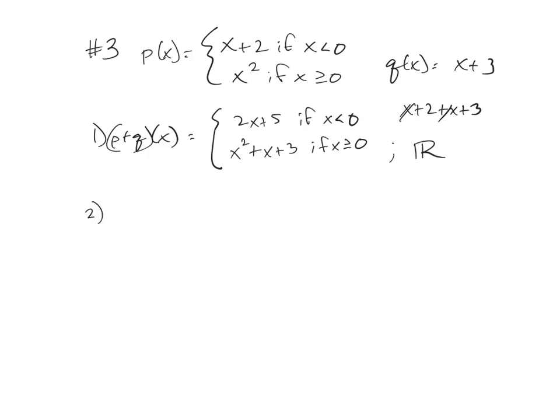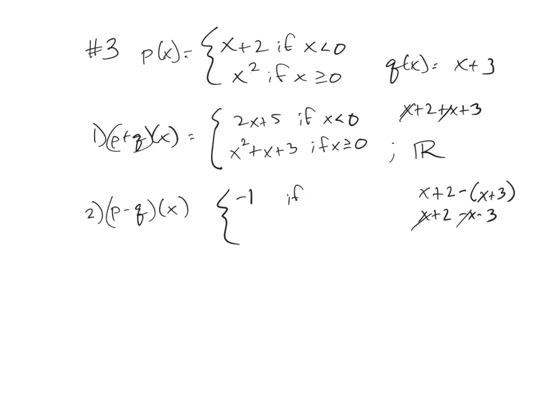To subtract these, pay attention to the order. Process is the same. So we're going to do x plus 2 minus x plus 3. Distribute the negative sign and combine like terms. So this actually just ends up at -1. This, of course, same setup. To subtract the next part, again, this comes first, x squared minus x minus 3 if x is greater than or equal to 0. And the domain, again, is all reals.